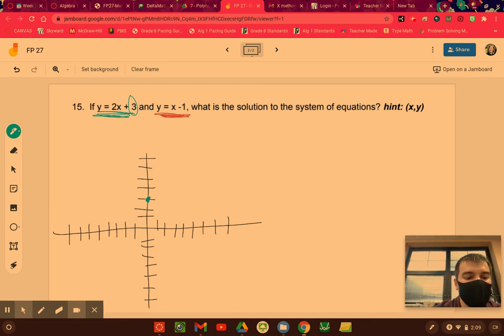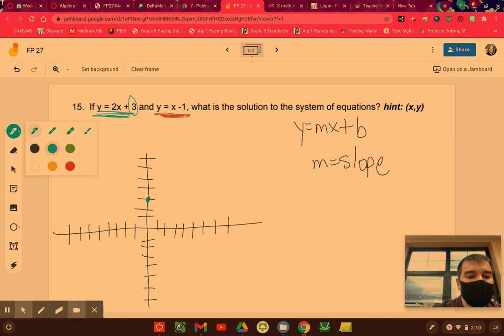So then our slope, remember, is right here, this 2. Remember, y equals mx plus b. Let me write that out real quick. y equals mx plus b. Remember that m is your slope. So our slope here is 2. So what does that mean? That is equal to our rise over run.